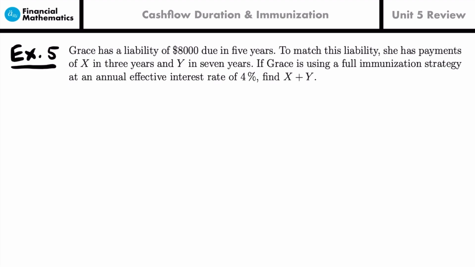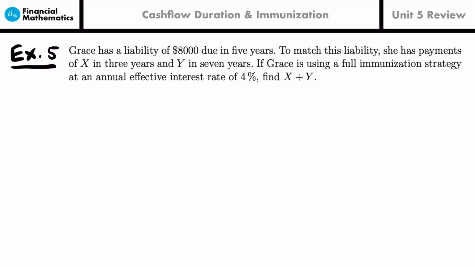In this problem, we are dealing with immunization, specifically full immunization, right? We are told that Grace is using a full immunization strategy at an annual effective interest rate of 4%. Okay, and so that tells us a lot about this scenario. That tells us that the present value of Grace's assets and liabilities are equal. It tells us that their durations are equal, and it tells us that all of her liabilities, which in this case is just 1, will be sandwiched between 2 assets.